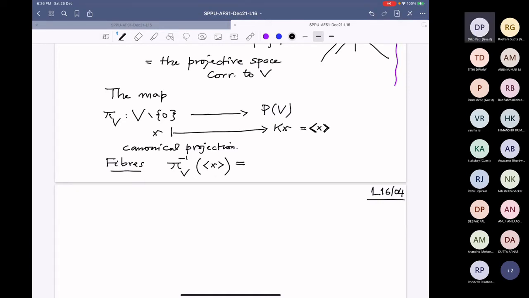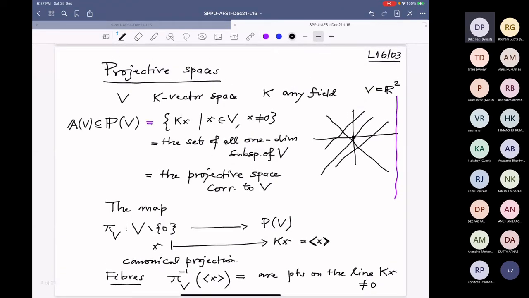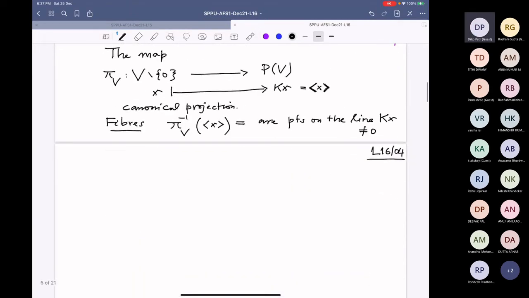So what the expected answer was, these are precisely the points on the line kx. Other than 0, of course. Non-zero points on the line. See, this x will determine a line, and therefore if I need that line I thought of it as a point here, and if I want to pull it out, they are the points, non-zero points. That is why this zero is omitted. So that is the answer. The fibers are the points on that line, non-zero points on the line.